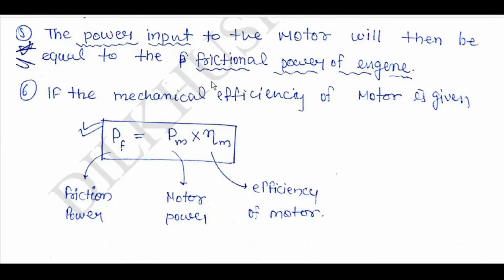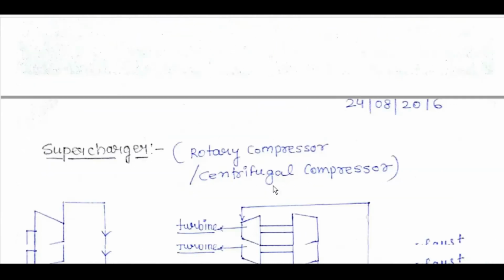If the mechanical efficiency of the motor is given, Pf, the frictional power, is equal to Pm into eta m, where Pm is motor power and eta m is the efficiency of the motor.